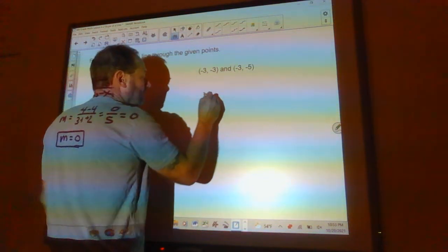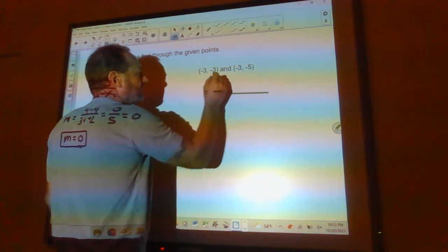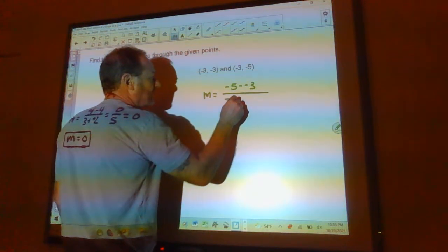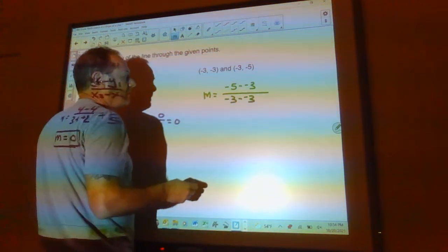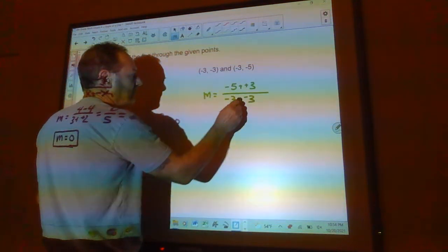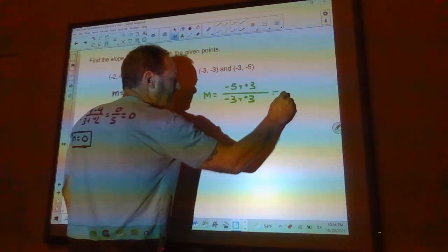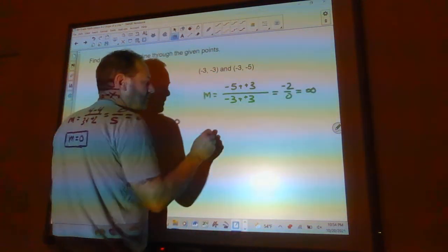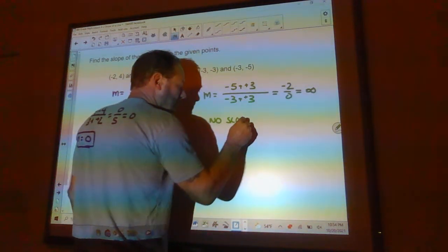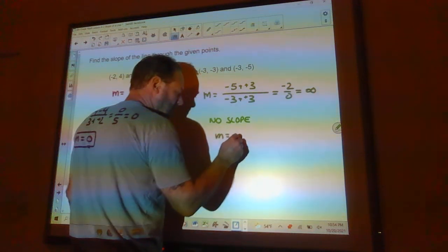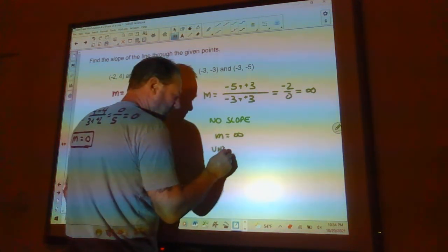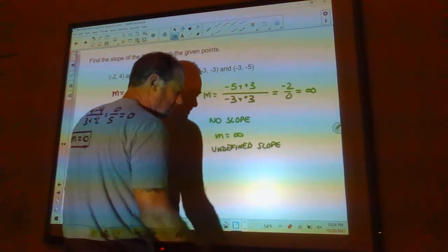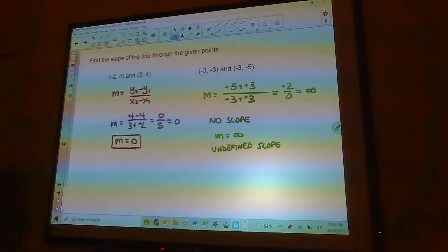Okay, over here, the slope is going to be the difference in the y's, negative 5 minus negative 3, over the difference in the x's, negative 3 minus negative 3. Uh-oh, I can foresee a problem here. So those are going to become plus, those are going to become plus. This is going to be negative 2 divided by 0. That, my friends, you can't do. So this has no slope, or undefined. You could say undefined slope. So hopefully you got that for both of them.